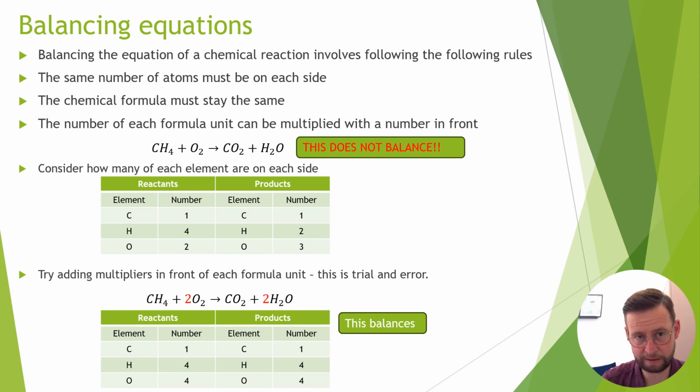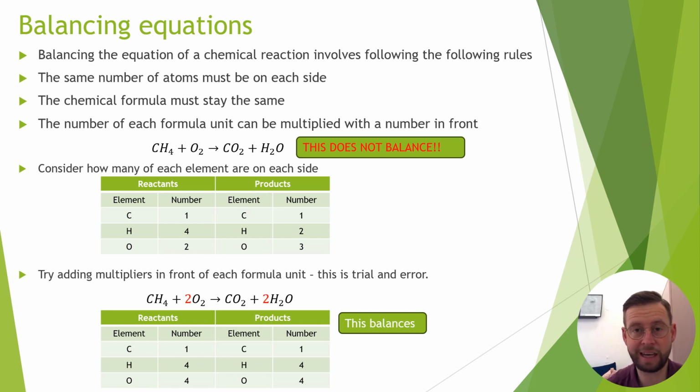So if we look at the combustion of methane as an example, you can see CH4 plus O2 goes to CO2 plus H2O, but it doesn't balance. How do I know it doesn't balance? I need to add up the number of each of those elements either side of this reaction. So before the reaction takes place, I've got one carbon, 4 hydrogens and 2 oxygens, whereas in the products I've got 1 carbon, 2 hydrogens and 3 oxygens. Those numbers don't add up either side.